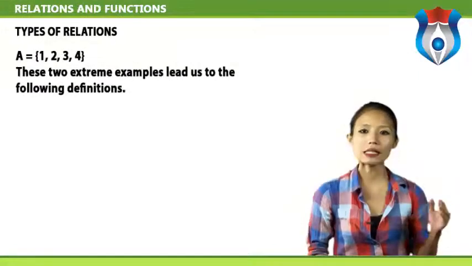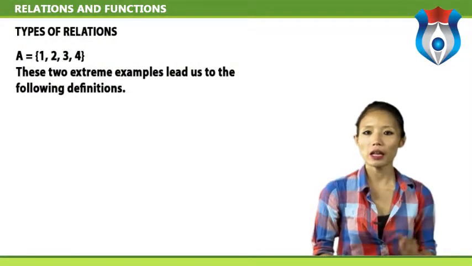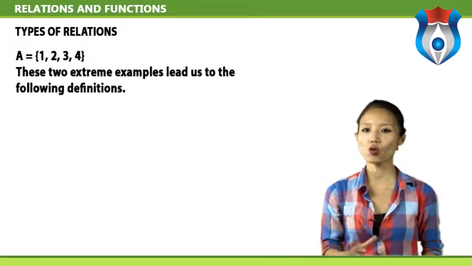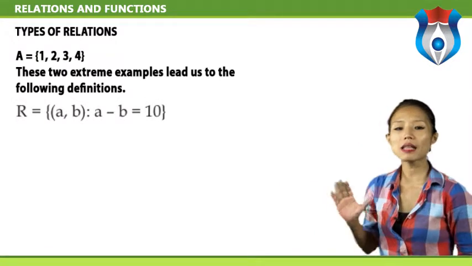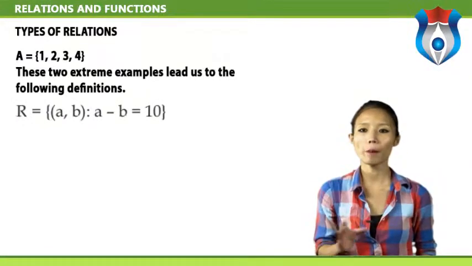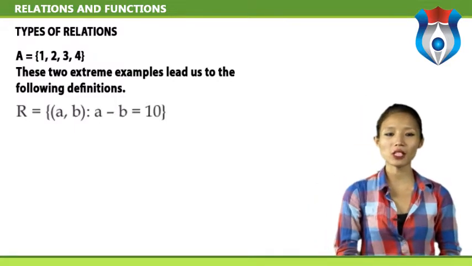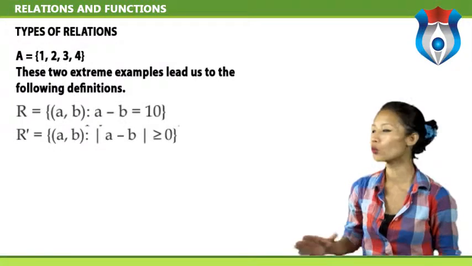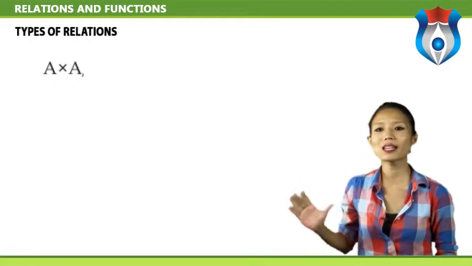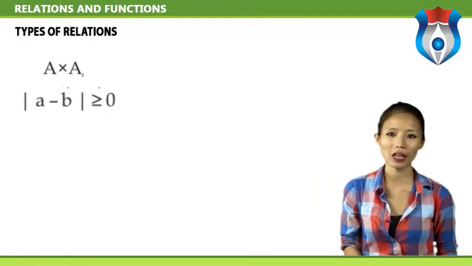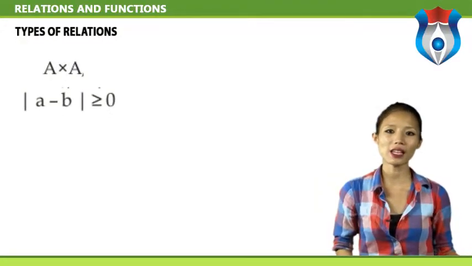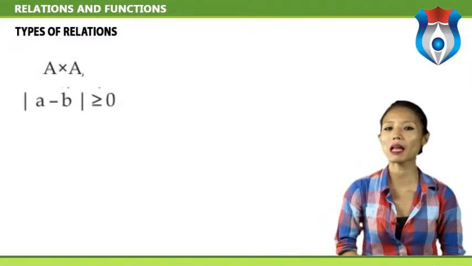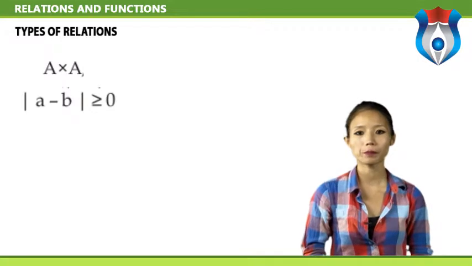For example, consider a relation R in the set A = {1, 2, 3, 4} given as shown on the screen. This is the empty set, as no pair (a, b) satisfies the condition |a - b| = 10. Similarly, R inverse is as shown on the screen. Here it is the whole set A cross A, as all pairs (a, b) in A cross A satisfy |a - b| greater than or equal to 0. These two extreme examples lead us to the following definition.